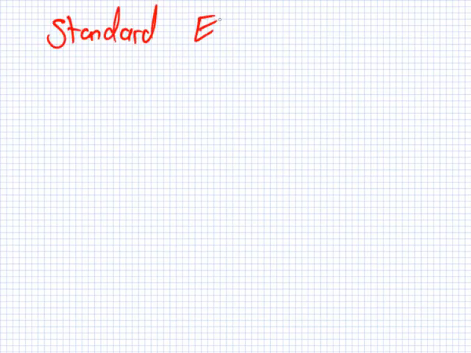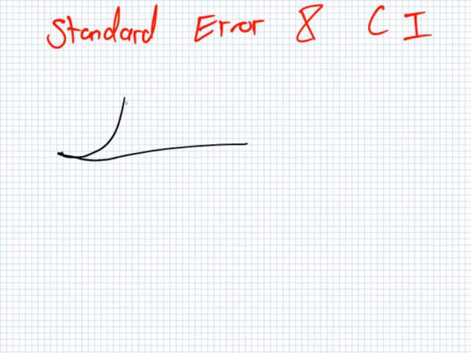So standard error and confidence interval. And well, CI for confidence interval. So we'll start with confidence interval. For example, if we go back to heights, so a good trusty example of height, the average we said was like 160 or whatever, and the standard deviation is 10.